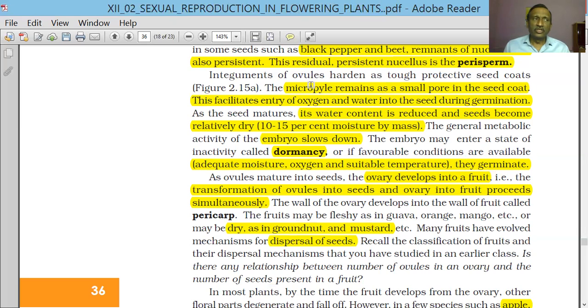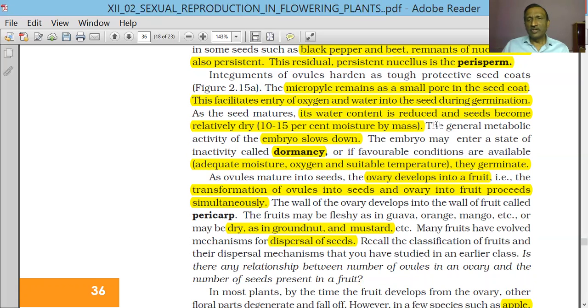We know that during dormancy all metabolic activities are greatly reduced, and that is made possible because all the enzymes and hormones required for the activities are dehydrated. Once the water enters through the micropyle, they again become active, and the process of germination begins again. The water content is reduced in the seed, reaching up to 10 to 15% of moisture by mass. So suppose a seed is of 10 gram, then only 1 gram of water will be there.